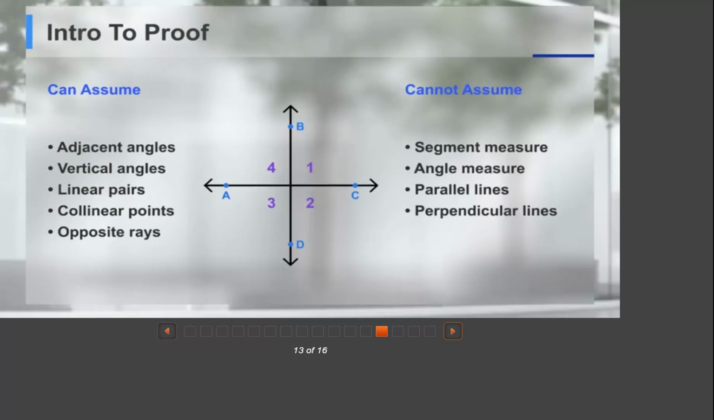So to recap, you can make some assumptions based on a diagram. Things like adjacent and vertical angles, linear pairs, collinear points, and opposite rays. But even with all that, a diagram doesn't allow us to make assumptions about segment measure, angle measure, parallel lines, or perpendicular lines. That's all.